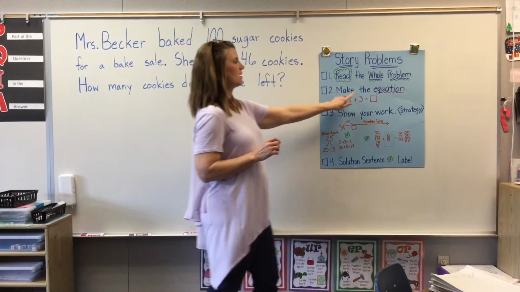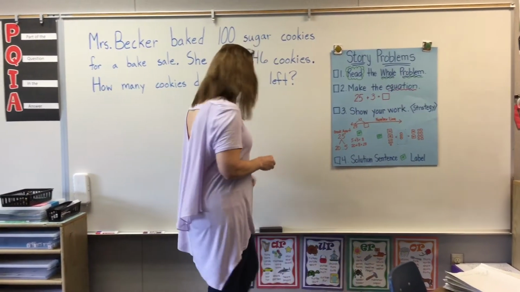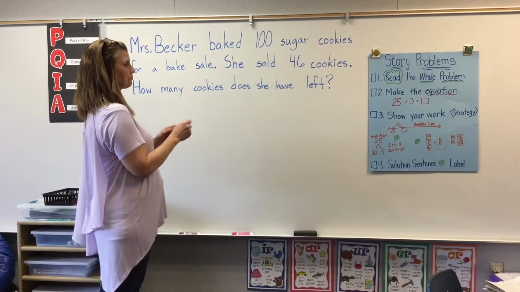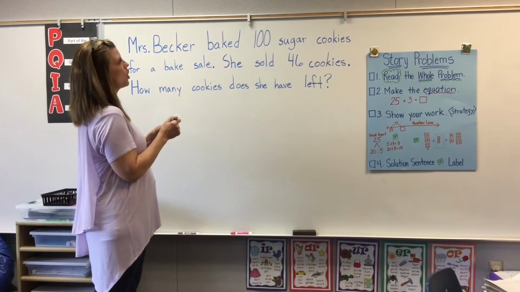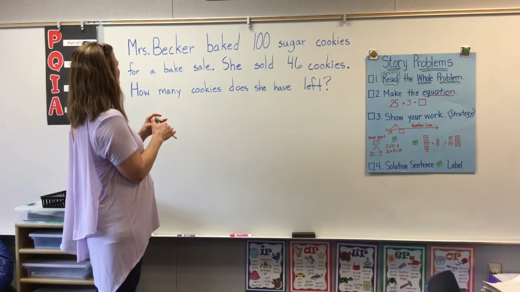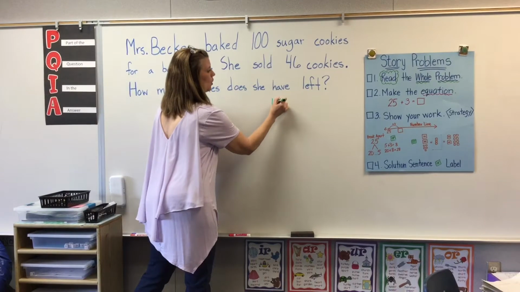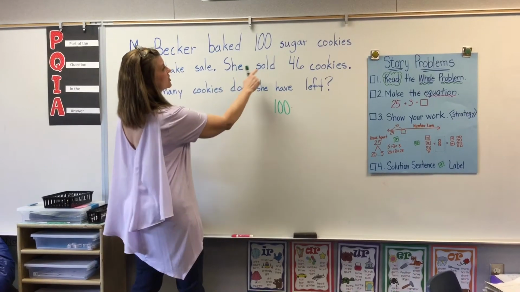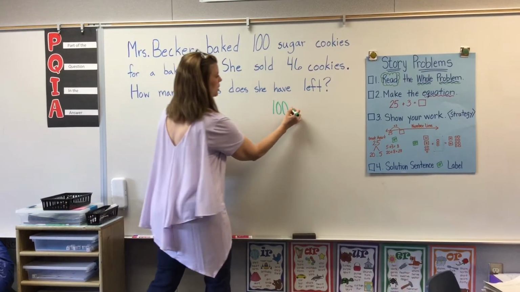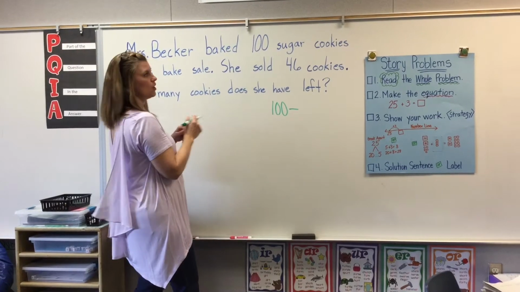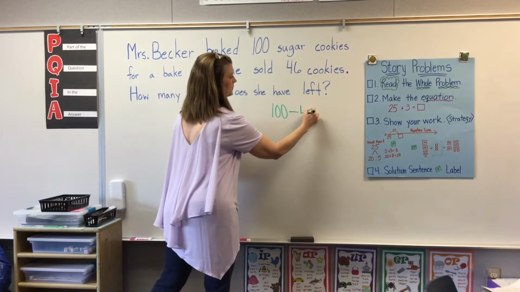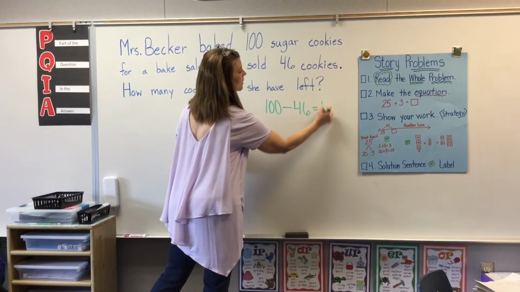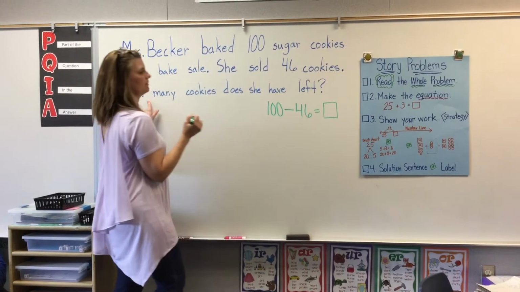Step 2 is make the equation. I'm going to make my equation from the actual words in the problem. This is our first way to solve. So, Mrs. Becker baked 100 sugar cookies for a bake sale. I'm going to grab that number and start my equation. 100 sugar cookies. Then she got rid of them, sold, we're subtracting, 46 cookies. So 100 cookies take away 46 cookies equals our box. How many does she have left?